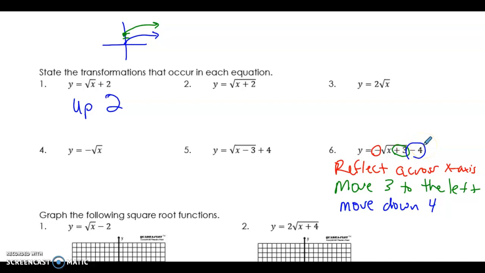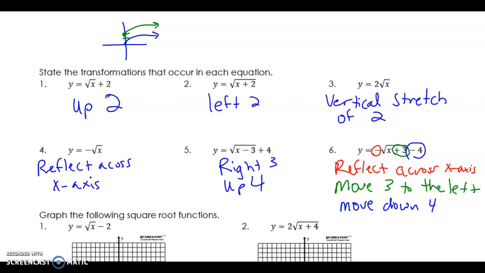Okay, so why don't you guys pause the video and try numbers 2 through 5. Okay, go ahead and check 2 through 5, and then we'll look at a graph.